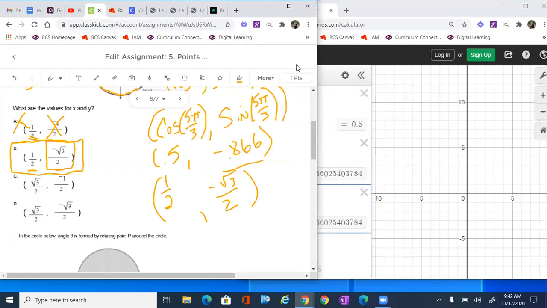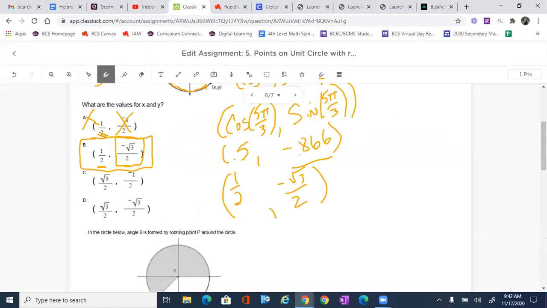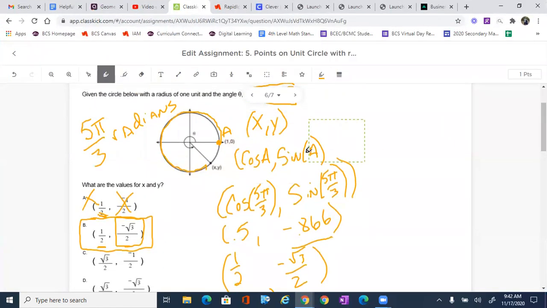But just remember, the main gist is that when we're looking for points on the unit circle, it is as simple as the x is the cosine of the angle, and sine of the angle is the y value. And then what we need to do when we work with Desmos is simply make sure that we are in the correct mode.